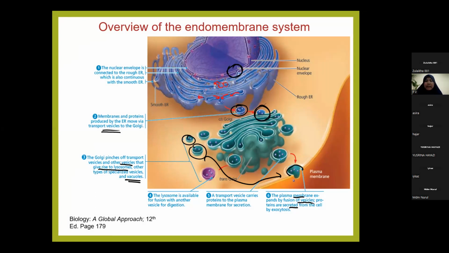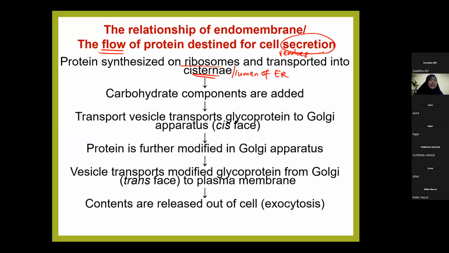Okay, you may ask in case you have anything to ask, okay? Right. So, first, protein that is synthesized on ribosome will be transported into the cisternae ataupun lumen of the ER. Okay, lepas tu, apa jadi dekat protein tu? The protein will be modified, right? So, the protein will be modified by addition of carbohydrate.